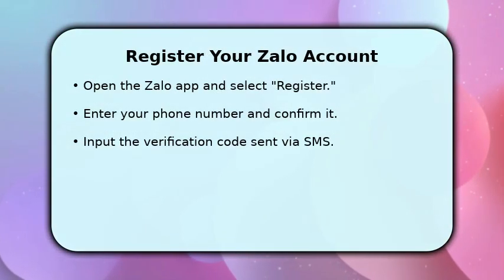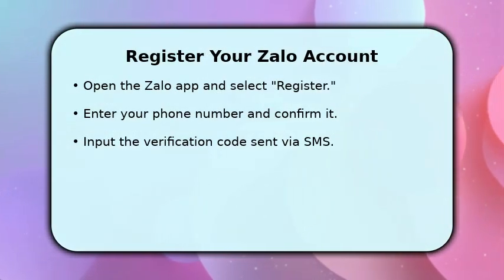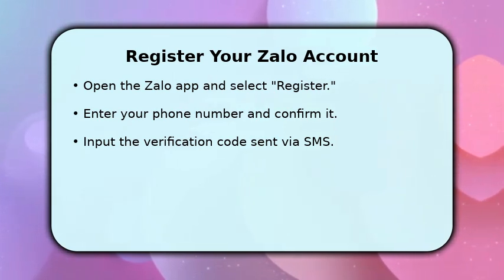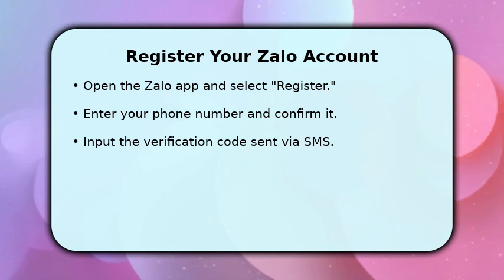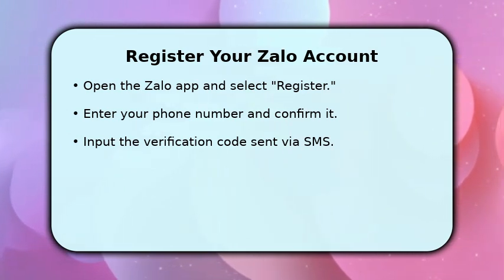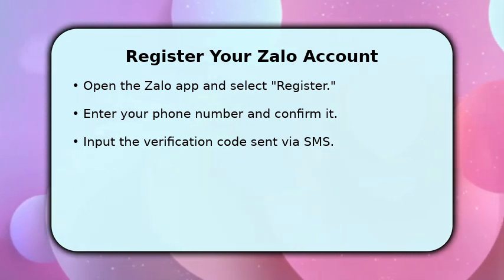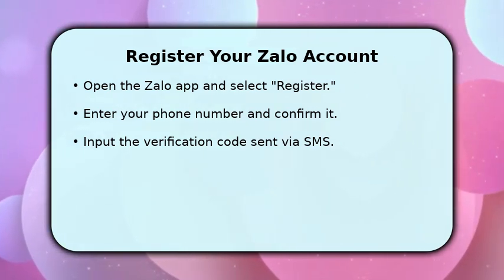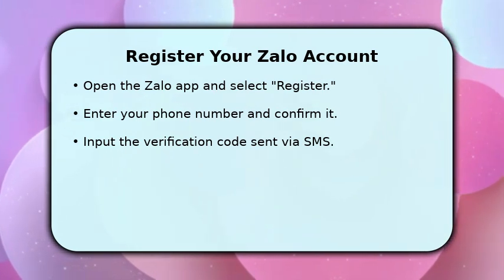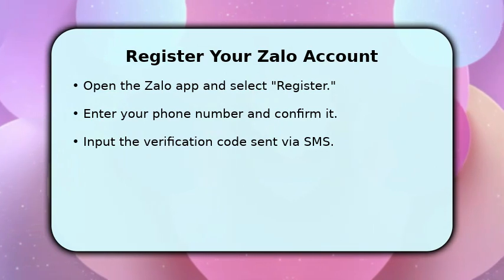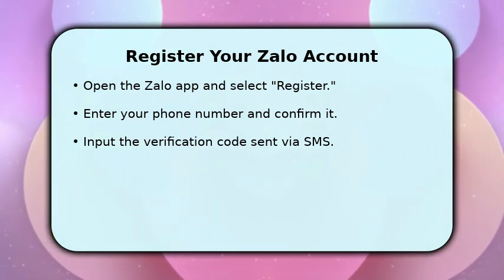Now that you have the app, it's time to create your account. Open Zalo and choose the Register option. You will need to enter your phone number. Zalo will then send a 6-digit verification code via SMS. Enter this code into the app to confirm your number. Alternatively, you can opt to sign up using your existing Google account, which streamlines the process by linking your Zalo profile directly to your Google credentials for convenience.